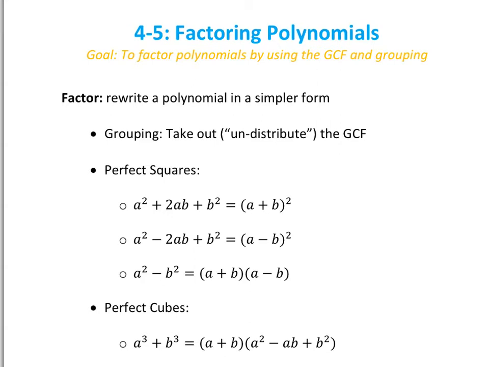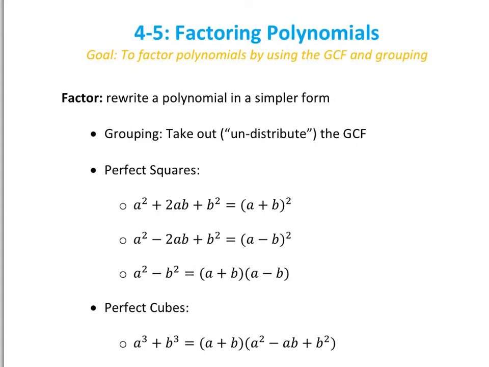Okay, so factoring is just rewriting a polynomial in a simpler form. The easiest way, first way to do that is by grouping, and grouping is just basically undistributing the greatest common factor. Okay, so if you have something that's already distributed in, then it would be common in all of the monomials that form your polynomial. So if you could take all those out or undistribute those, right, that's going to make it simpler for you, which is ultimately going to help us solve polynomial equations, which we'll get to at the end of the chapter.